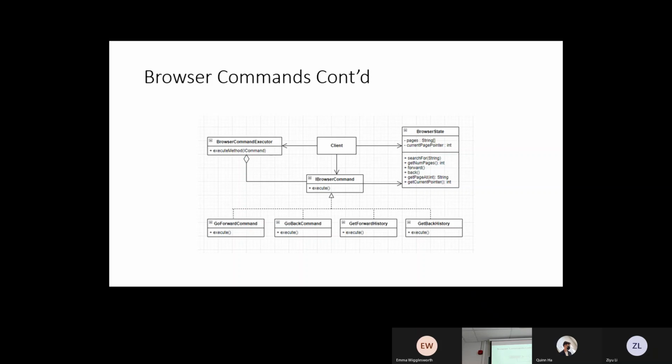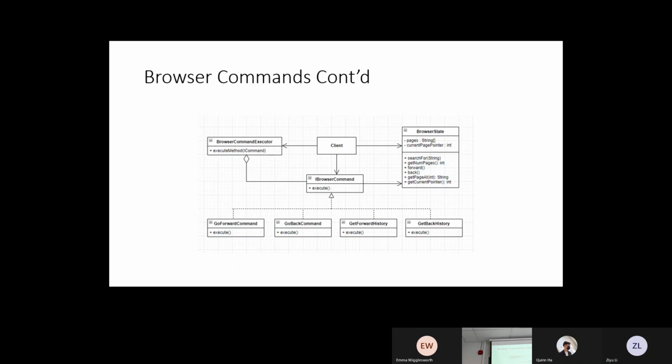Then we said there was the receiver class, and there was also the invoker class. In this case, our invoker class will be represented using the browser command executor class. That just has a simple method called execute, and that takes an instance of some command. It can be any of these, and then it will call the execute method. So it will basically delegate the execution of the command provided.